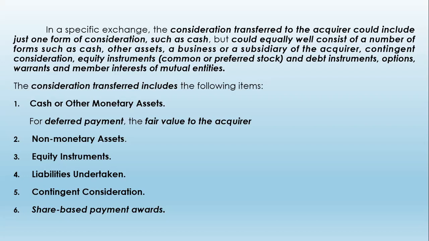In a specific exchange, the consideration transferred to the acquirer should include just one form of consideration, such as cash, but could equally well consist of a number of forms, such as cash, other assets, business, or a subsidiary of the acquirer, contingent consideration, equity instruments, common or preferred, and debt instruments, options, warrants, and member interests of mutual entities.